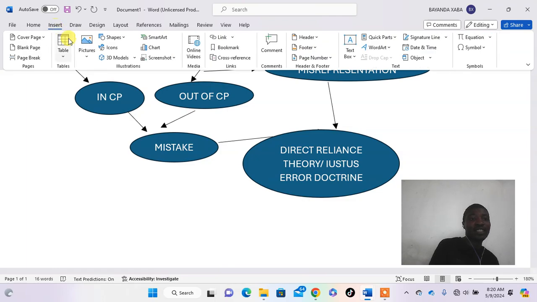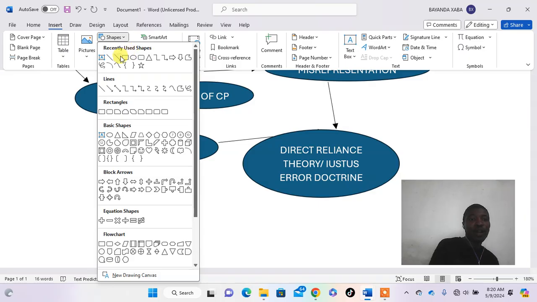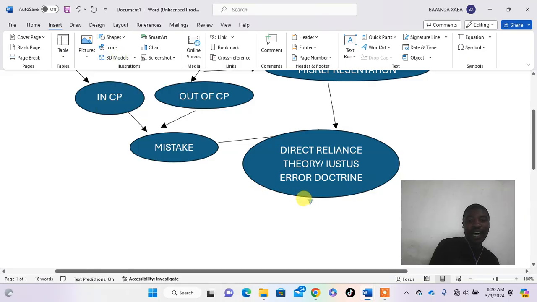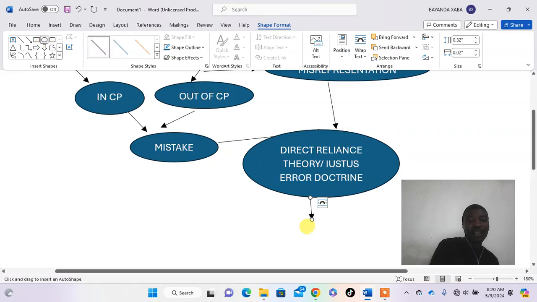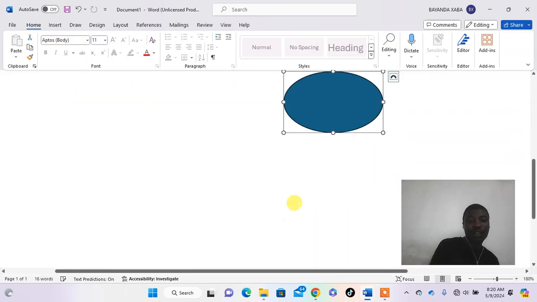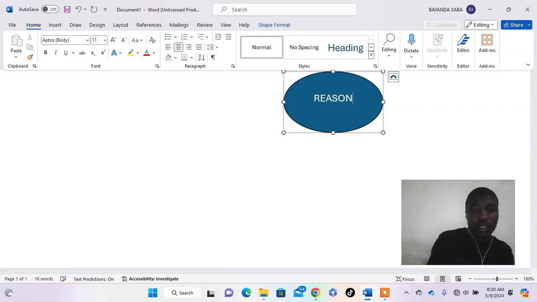Okay, this one is the one that will ensure it. So here you will prove what? That the mistake or misrepresentation was reasonable.